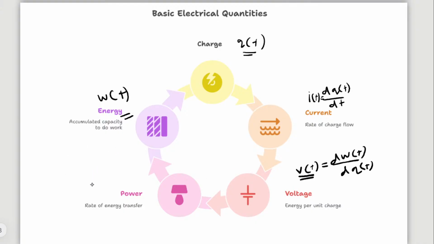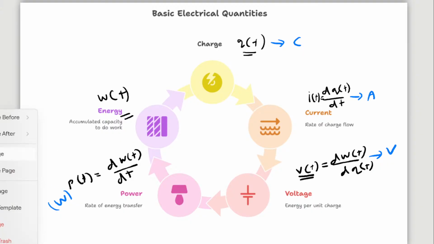Now coming to power: power is the rate of change of energy, that is p of t equals dw of t divided by dt. These are the basic electrical quantities. The unit of charge is coulomb, the unit of current is ampere, the unit of voltage is volt, and the unit of power is watt.